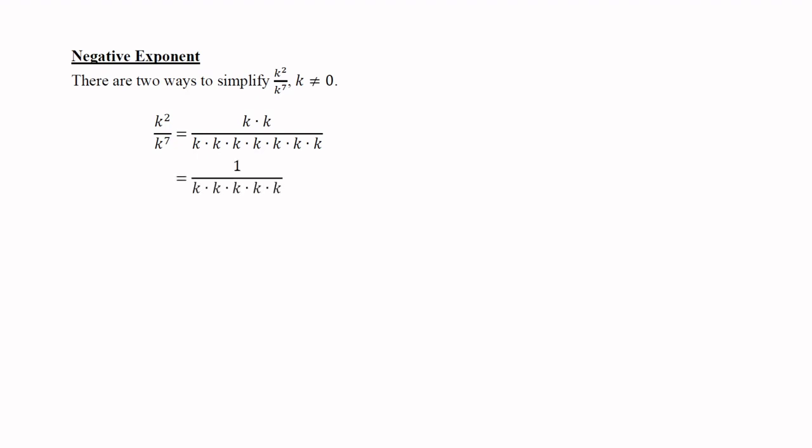This brings us to the negative exponent. There are two ways to simplify k squared divided by k to the 7th, where k is not 0. So first, let's take a look at it in terms of how many times we're multiplying k on itself. 2 times in the top, 7 times in the bottom. You cancel out 2 k's off the top and 2 off the bottom. You're left with 1 over 5 k's multiplied on itself, which is 1 over k to the 5th.